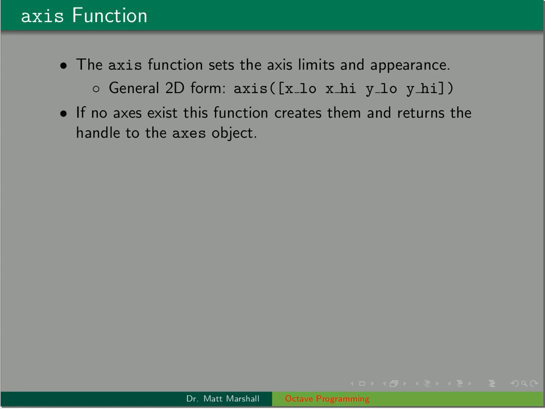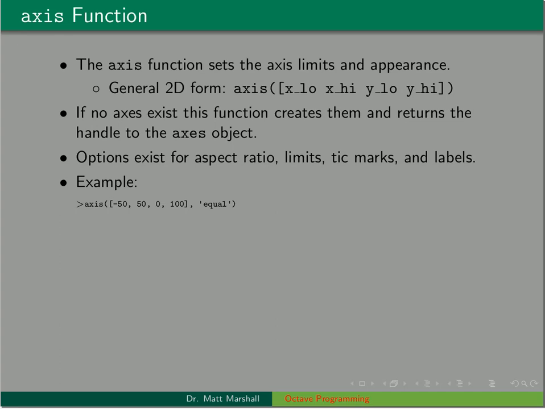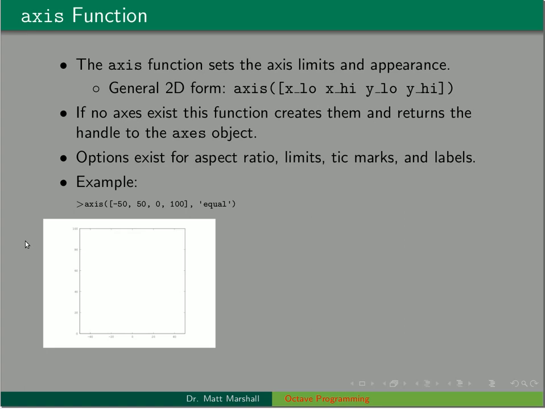So like I said, these functions create the object and then return a handle. And then there are options. Whenever you're using this function, you can set the aspect ratio, the limits, and then tick marks and labels for the axes. So here's an example. If we enter this command, axis, and then the x low, x high, y low, y high, and then this option, which is equal, which makes the x distance equal to the y distance, then we would get this right here. I know it's kind of hard to see, but we have here an image or a figure technically, and it has this axes object.